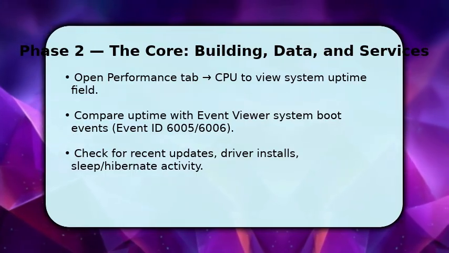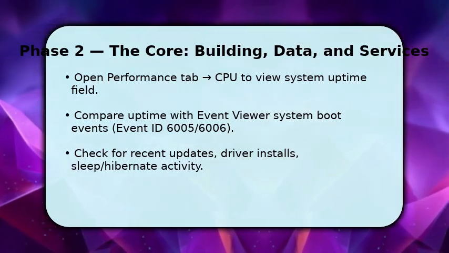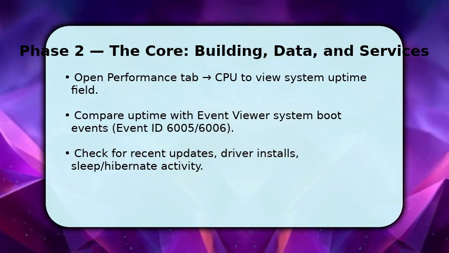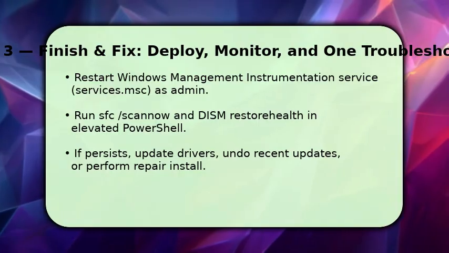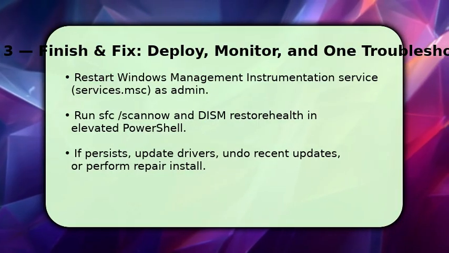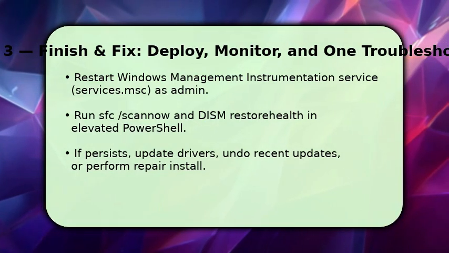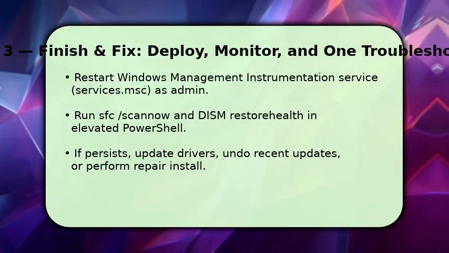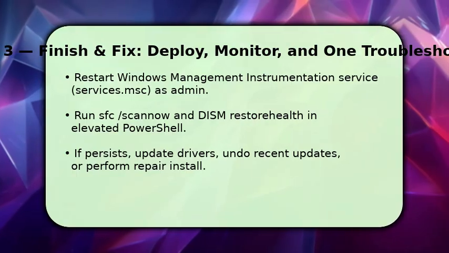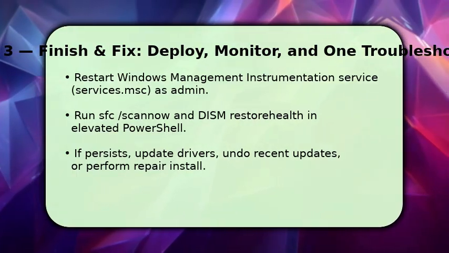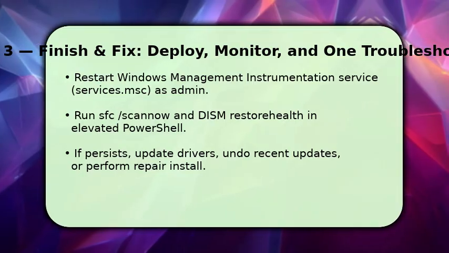This comparison shows whether the issue is real. To fix the issue, restart the Windows Management Instrumentation service from Services.msc with admin rights; this often refreshes the uptime reporting. If that fails, run sfc /scannow and then DISM /RestoreHealth from an elevated PowerShell to repair corrupted system files. These commands can correct kernel counters. Once done, reboot and recheck uptime.